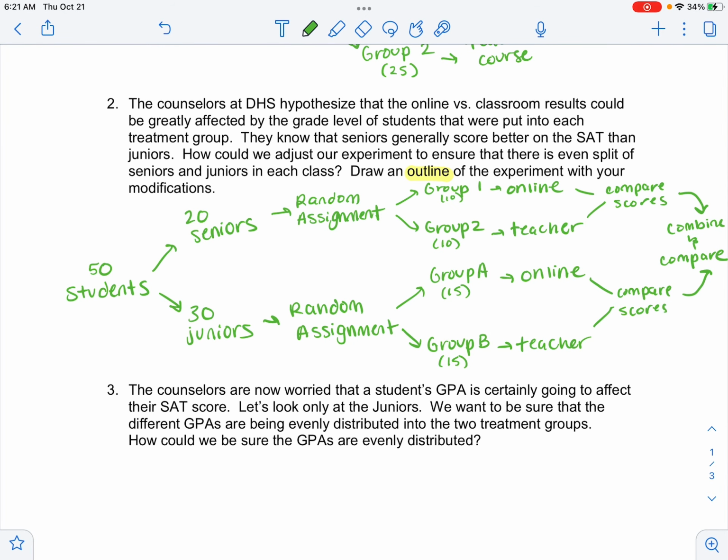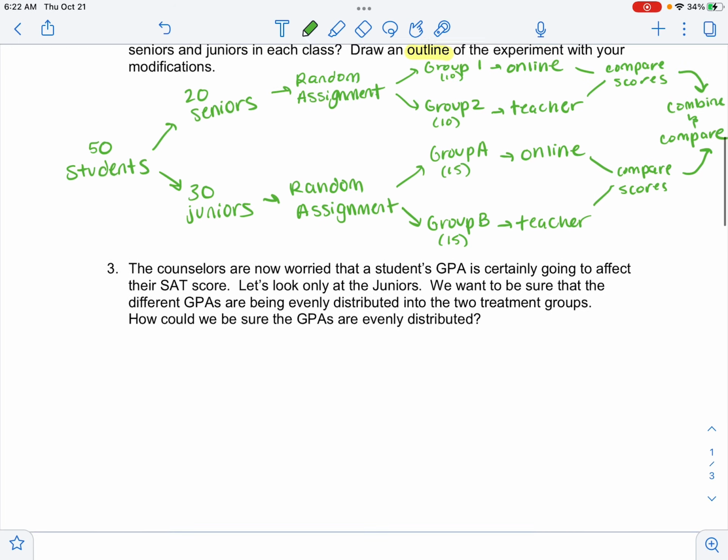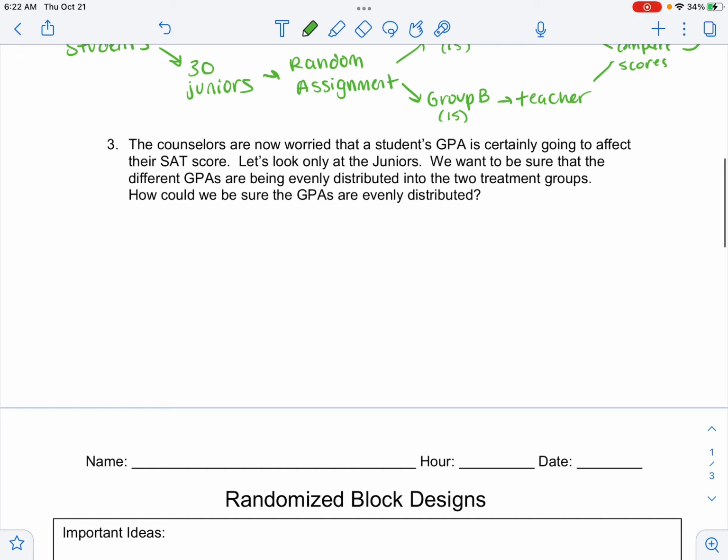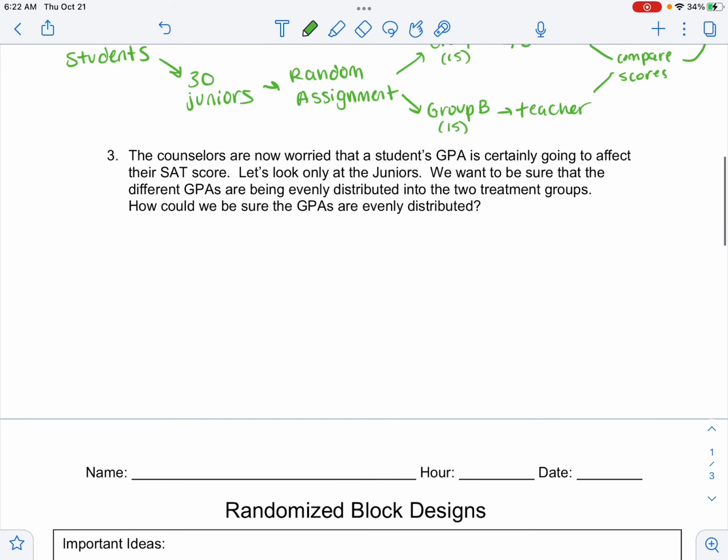All right. And then in number 3, it says the counselors are now worried that a student's GPA is certainly going to affect their SAT score. Let's look at only the juniors, so only the 30 juniors. We want to be sure that the different GPAs are being evenly distributed into 2 treatment groups. How could we be sure GPAs are evenly distributed?